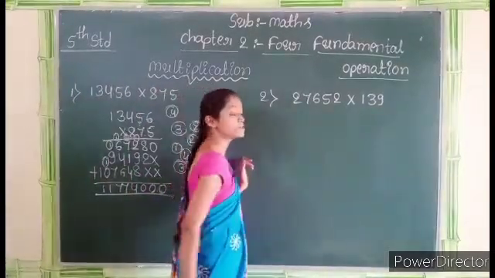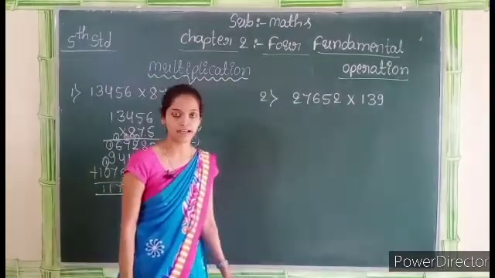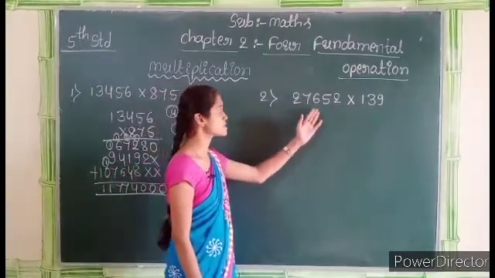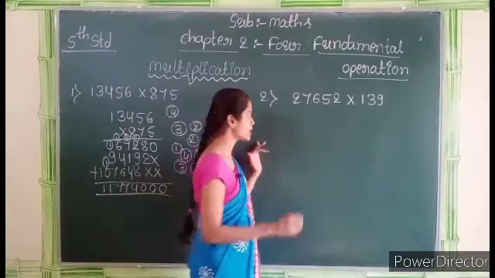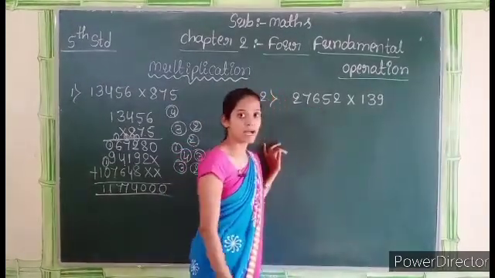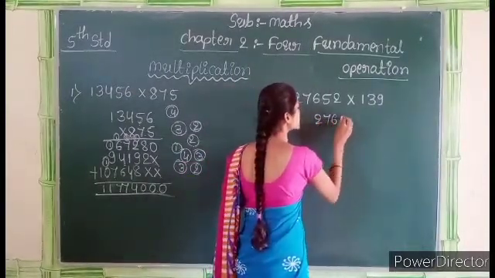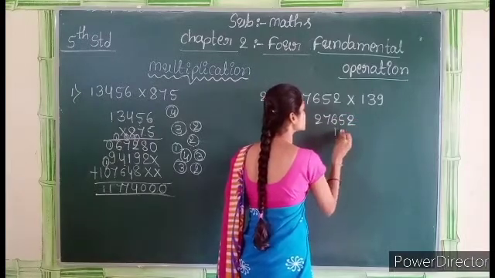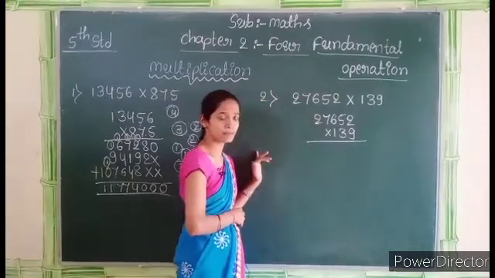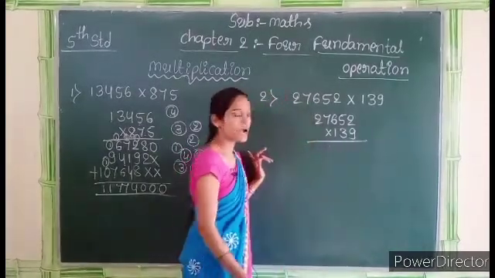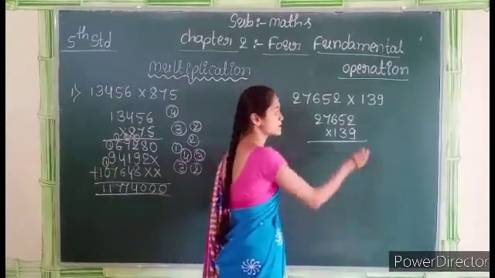Here we have 27,652 and 139. We have to multiply this 27,652 by this 139. Okay, let's start the multiplication. First we have to write the multiplicand above the multiplier. First we have to start the multiplication from the right end and from ones place digits. Okay, let's start the multiplication by this 9.